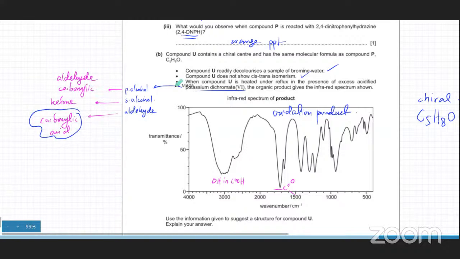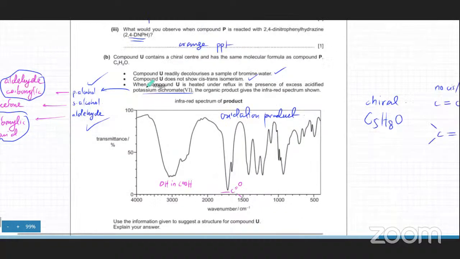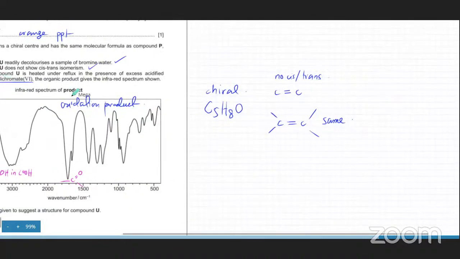So that confirms the product is a carboxylic acid. But that leaves you with two options. It's either going to be a primary alcohol or it's going to be an aldehyde. So that's what we are getting at. So we don't know whether it's a primary alcohol or it's an aldehyde.